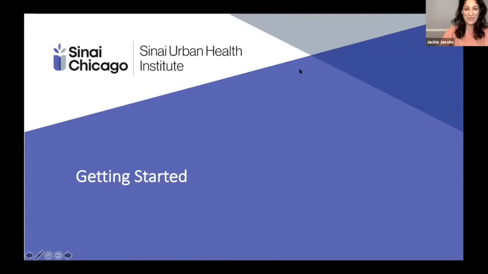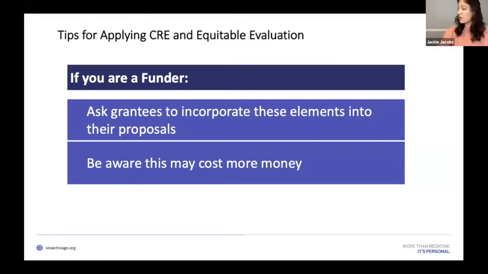Great, thank you all. So you've heard about some ways that we at SUHI have applied these frameworks. Now it's time for you to get started. How do you do that? If you're a funder, consider asking your grantees to incorporate elements of these frameworks in their proposals. Also, be aware that this can take more time and resources, and cost more money.